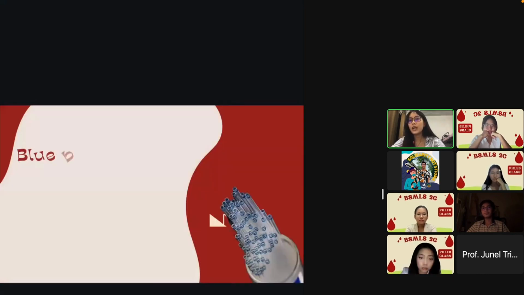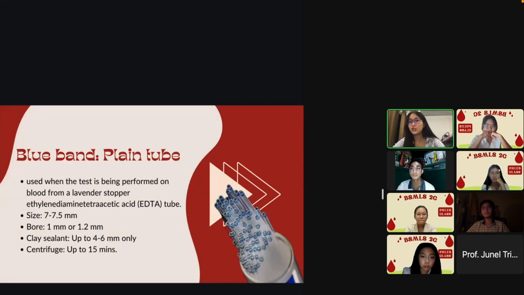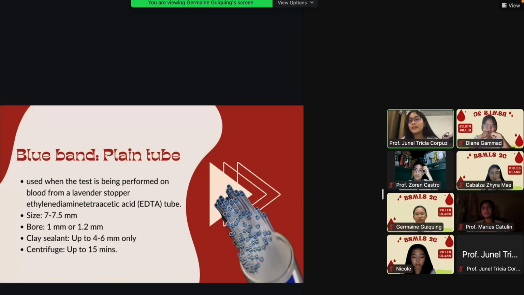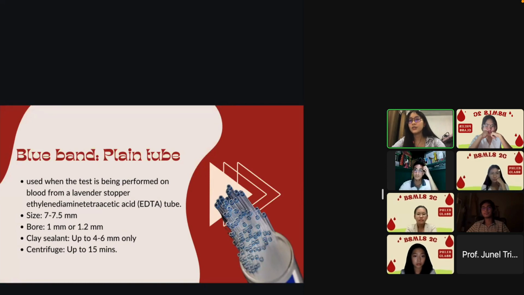Next, please. We also have the blue band or the plain tube, which is used when the test is being performed on blood from a lavender stopper ethylene diamine tetraacetic acid tube. So, ang size nito is 7 to 7.5 millimeters, while yung bore nga is 1 millimeter or 1.2 millimeters. Then, our clay sealant niya is up to 4.6 millimeters only. So, itong mga tubes na ito, yung mga microhematocrit tubes, pwede silang ma-centrifuge up to 15 minutes.